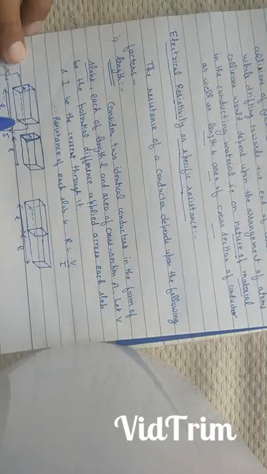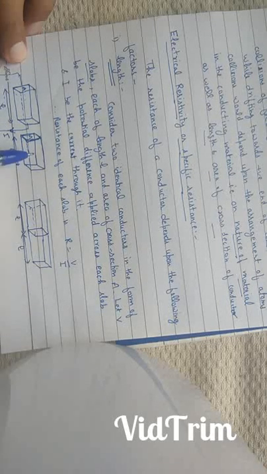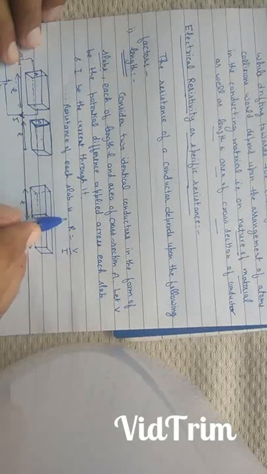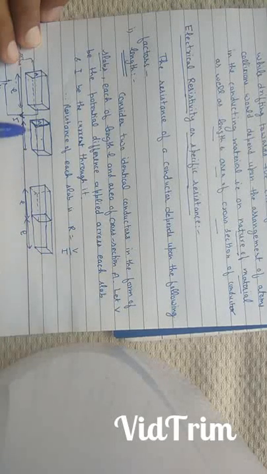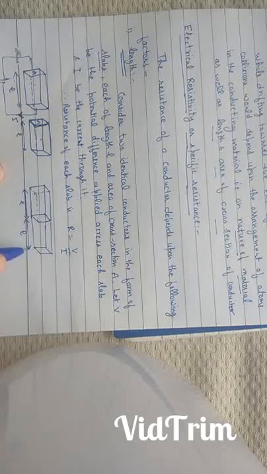Let a potential difference V be applied across each slab, and I be the current flowing through each slab. When potential difference V is applied across both, current I flows through each conductor. Therefore, resistance of each slab is R equals V upon I. Now let the two slabs be placed side by side so that the total length of the conductor becomes 2L.